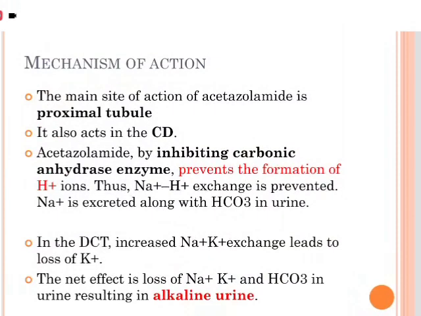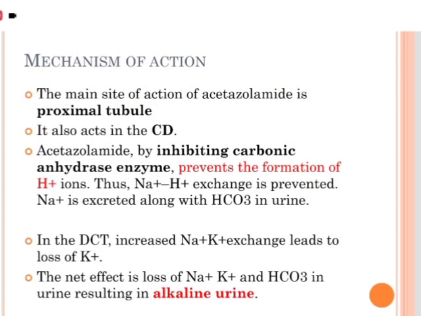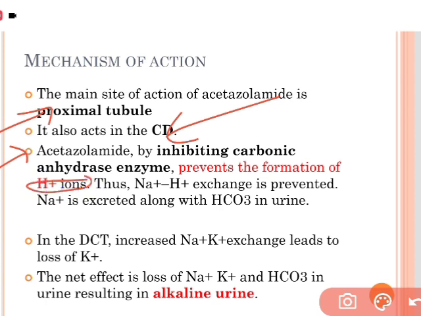So here, the main site of action of acetazolamide is the proximal tubule. It will also act in the collecting duct. So whatever we have said, it is written over here. Acetazolamide, which is a carbonic anhydrase inhibitor, by inhibiting the enzyme, will prevent the formation of hydrogen ions.